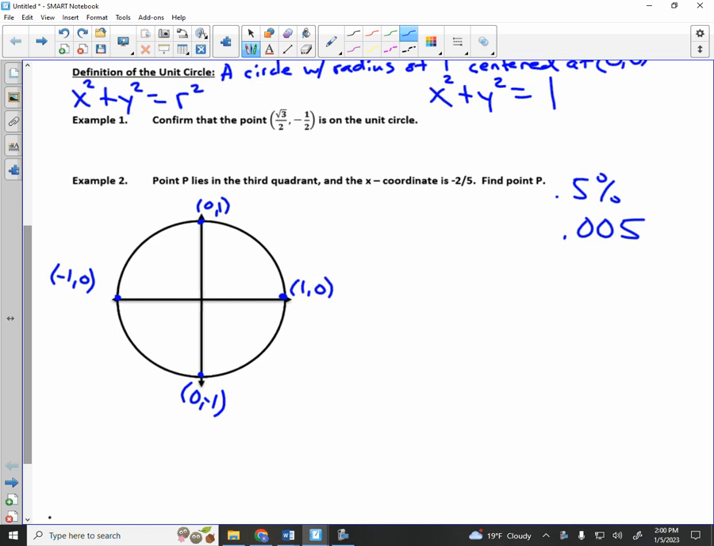Okay, so the unit circle, this is the picture. There's other points that sit on the unit circle. It says confirm that this point is on the unit circle. So what I'm going to do is take that x value and that y value and plug it in, and it should give me 1. So let's try that. The root of 3 over 2 squared and -1 over 2 squared. That should produce 1.